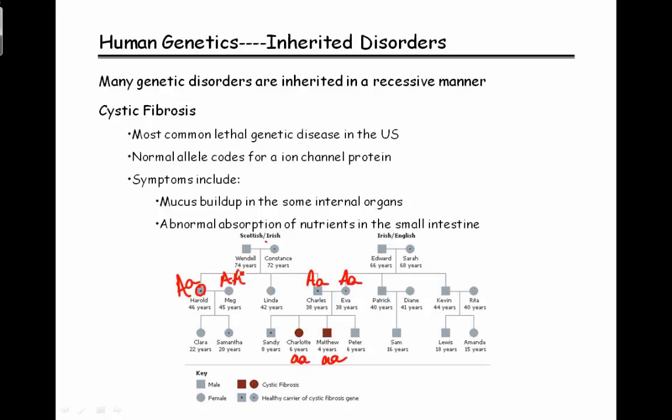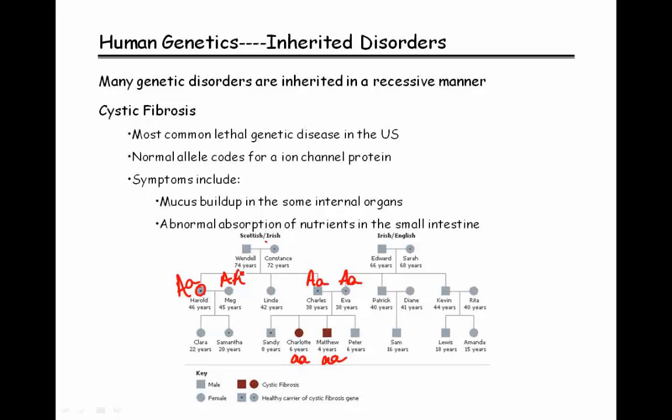If that is their genotypes, then it's really not possible for them to have a child that would have cystic fibrosis. However, they could have a child that's a carrier. So that might be something they would want to tell their children so that they could make an informed decision about genetic testing and things of that nature.